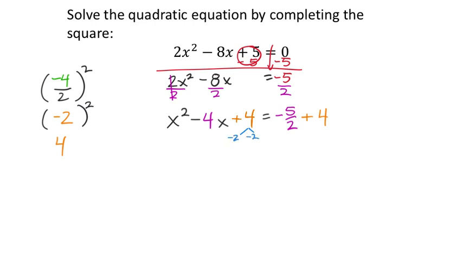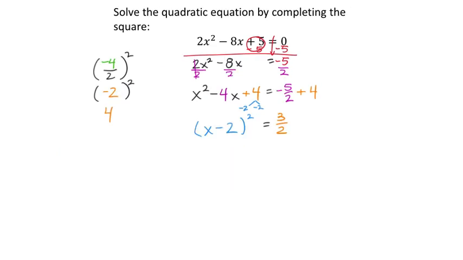Now, I will factor the left side. The 2 factors of 4 that add up to negative 4 are negative 2 and negative 2. So that gives me, again, that's a perfect square trinomial. That's the whole point, but it's x minus 2 squared. And this equals, again, I'm just going to put this in the calculator. So negative 5 halves plus 4, enter, and it says, oh, it's 3 halves.